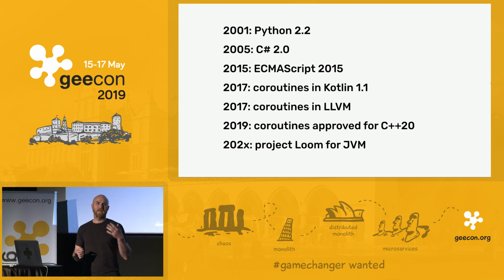the C++20 standard got coroutines. So next year or in the future, we'll expect C++ support. And also there is Project Loom for Java. So I assume in a couple of years, we'll have coroutines on the JVM as well. So that's a short history.